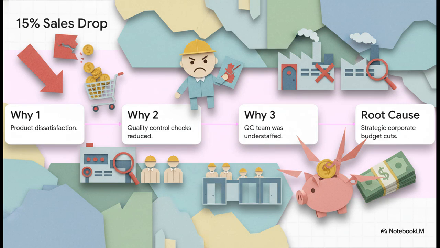We walk through that downward drill again. Sales dropped by 15%. Why? Because fewer customers are buying due to product dissatisfaction. Why the dissatisfaction? Because quality control checks were reduced last quarter. Why were they reduced? Well, the QC team was severely understaffed. And why were they understaffed? Corporate budget cuts. Boom. The root cause wasn't a marketing failure at all. It was strategic budget cuts that accidentally crippled quality control capabilities. Throwing money at a new ad campaign would have been a complete waste. Restoring the QC budget? That's the actual cure.